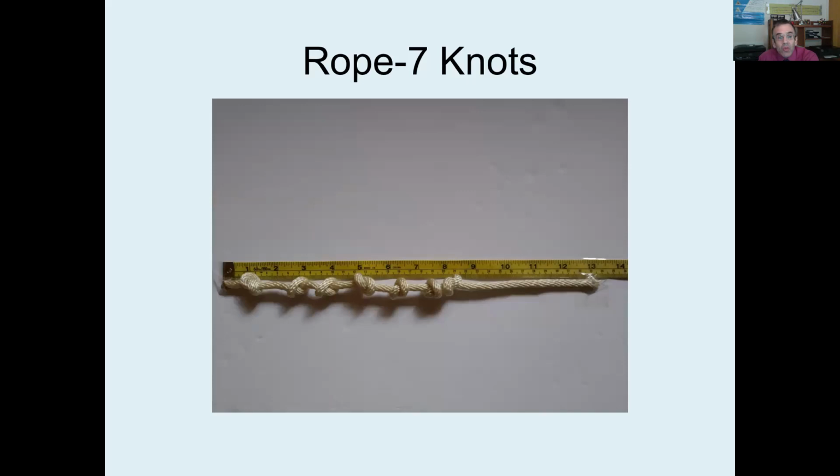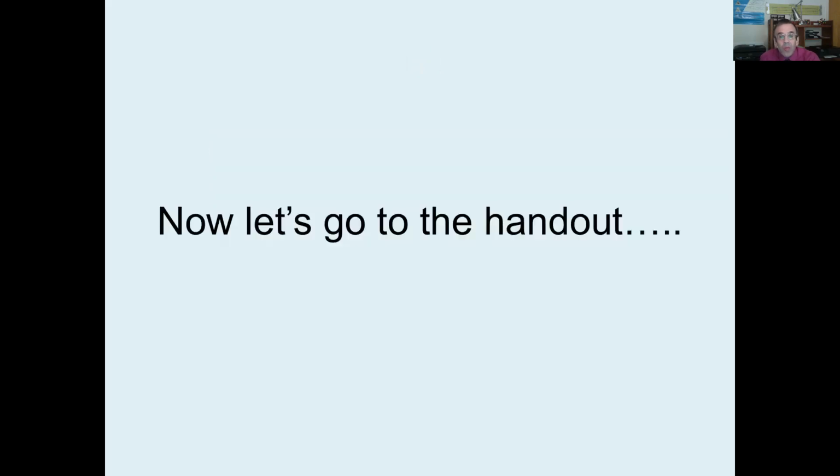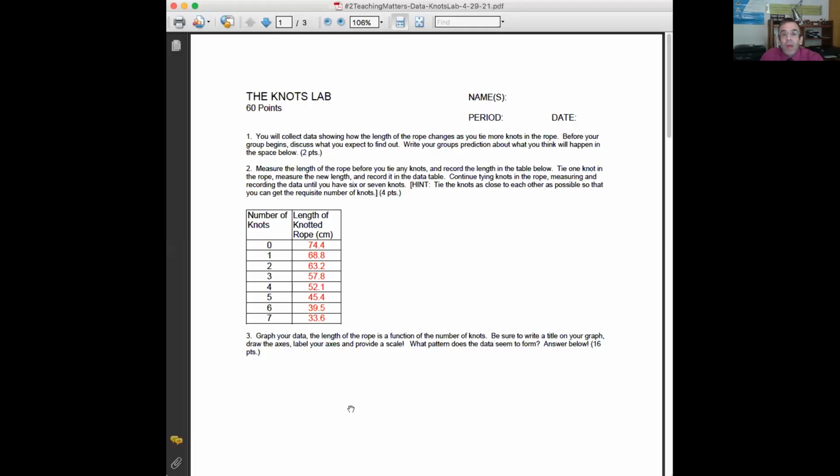And as the students are tying their knots, they are collecting data, measuring the length of the rope each time, and writing this down in an activity sheet that is provided with them. That is the handout. So let's go to the handout. And as you can see, we have the directions here. There is one handout for every 2 students.